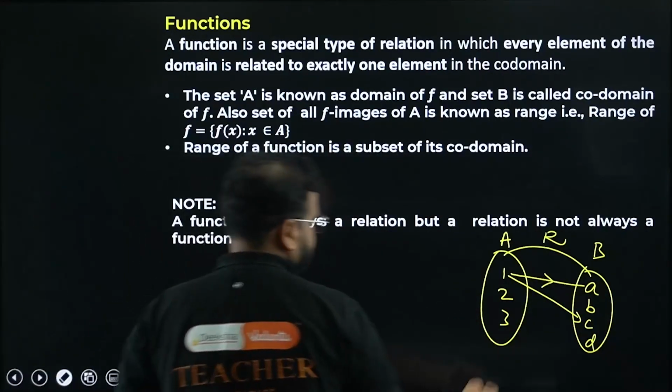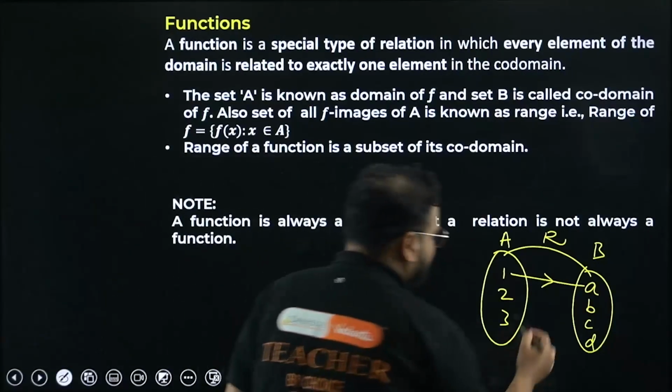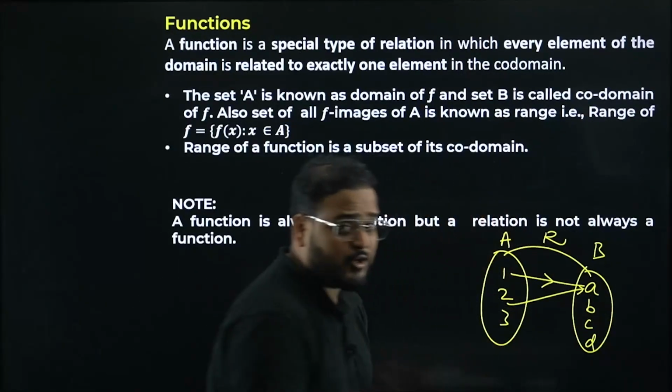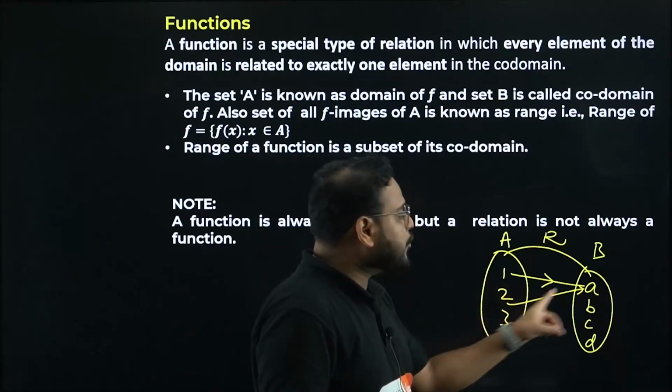I hope this is clear. Yes, you can have it this way. Please check. You can have it this way. That is all right. From 2 to A, that's okay, because 2 is related to only one element.